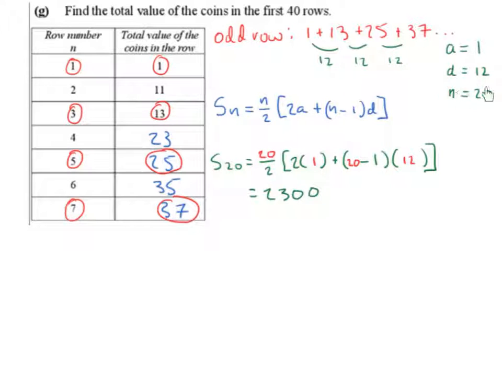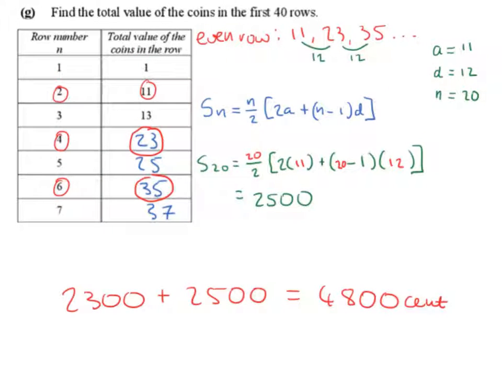And N is going to be 20, because we're looking for the total value of coins in the first 40 rows, and 40 divided by 2 is 20. So there are 20 odd rows in the first 40 rows. So we swap the N for 20, the A for 1 with brackets around it, the N for 20, and the D for 12 with brackets around it. And we end up getting 2,300.